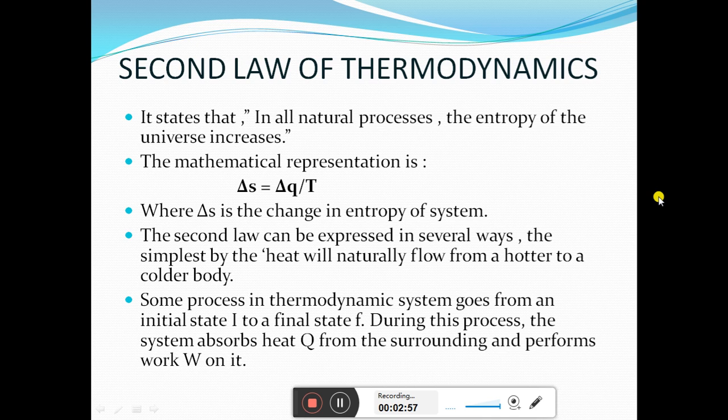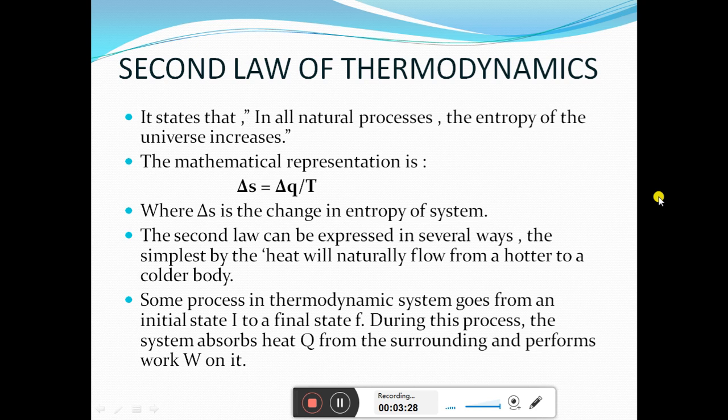The second law of thermodynamics states that in all natural processes, the entropy of the universe increases. The mathematical representation is delta S is equal to delta Q by T, where delta S is the change in the entropy of the system. The second law can be expressed in several ways. The simplest way is that heat will naturally flow from a hotter to a colder body.